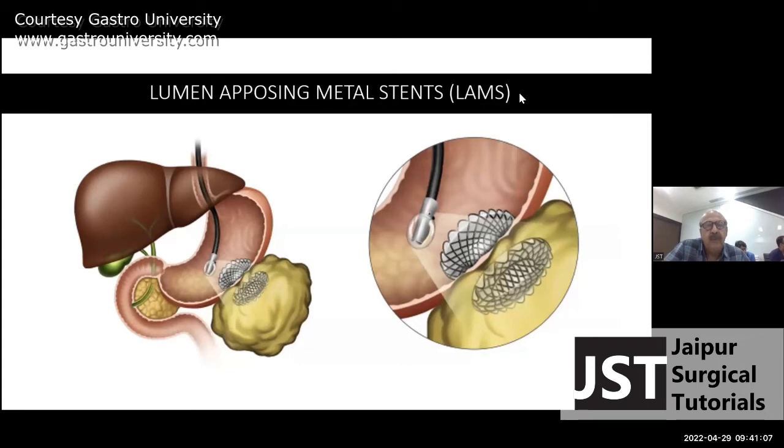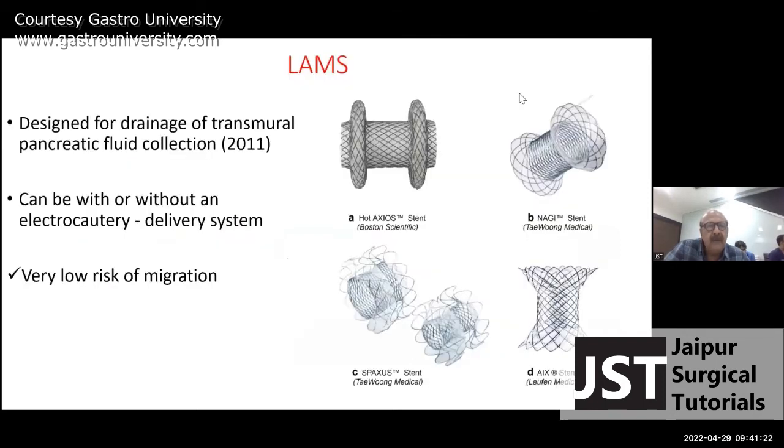Nowadays, we have lumen-apposing metal stents coming into practice in patients with acute fluid collections, where they are very symptomatic, or patients with walled-off necrosis with infection. They come in various sizes and are very small in length. They appose the two lumens, and they can be pushed in anywhere there are collections outside the lumen. We are even doing gastrojejunostomy with these stents.